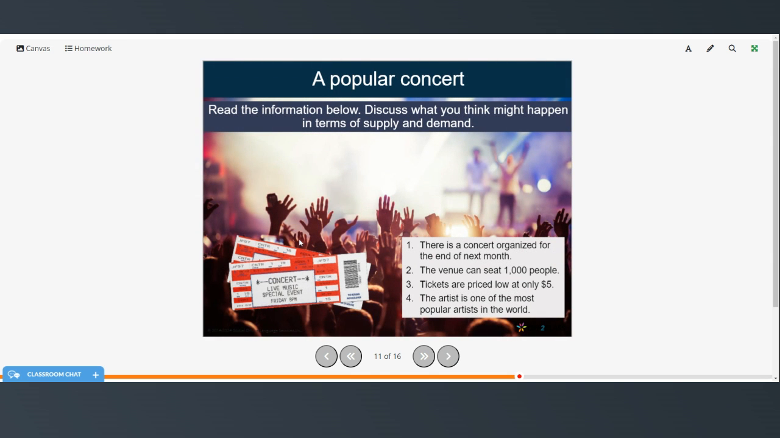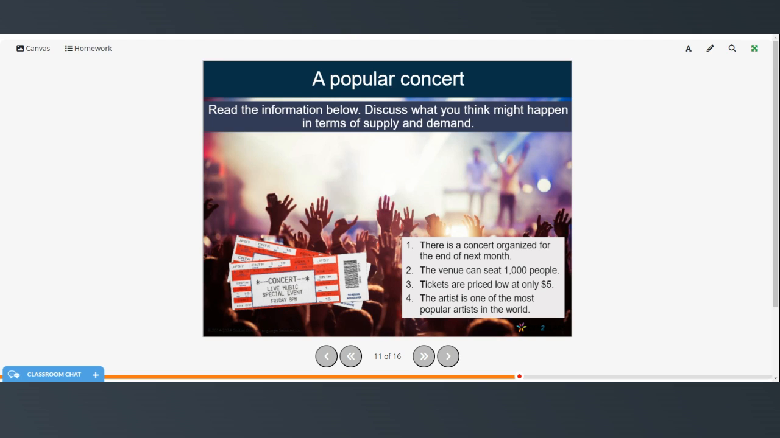So read the information below and discuss what you think might happen in terms of supply and demand. So there is a concert organized for the end of the month. The venue can seat 1,000 people. Tickets are priced low at only $5. The artist is one of the most popular artists in the world. Well, $5 is a relatively low price, and the seats are fairly limited. 1,000 people is not a huge amount for a concert. So probably these tickets are going to be sold very quickly.